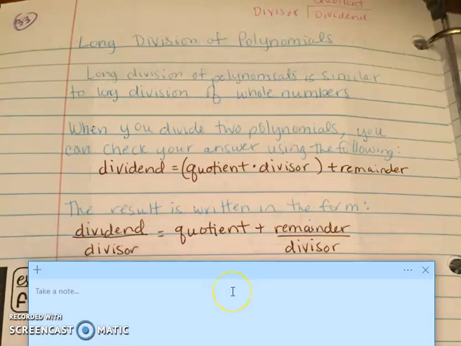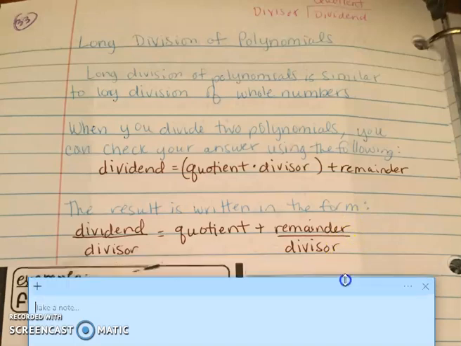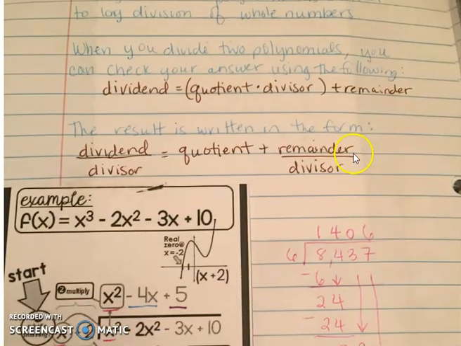To write your actual result for the answer, this will be how the problem is set up: the dividend divided by the divisor, so this is what we'd be starting off with. Your answer would be written as equal to the quotient plus the remainder divided by the divisor. And we've got an example here on this page that you'll use as your guide.